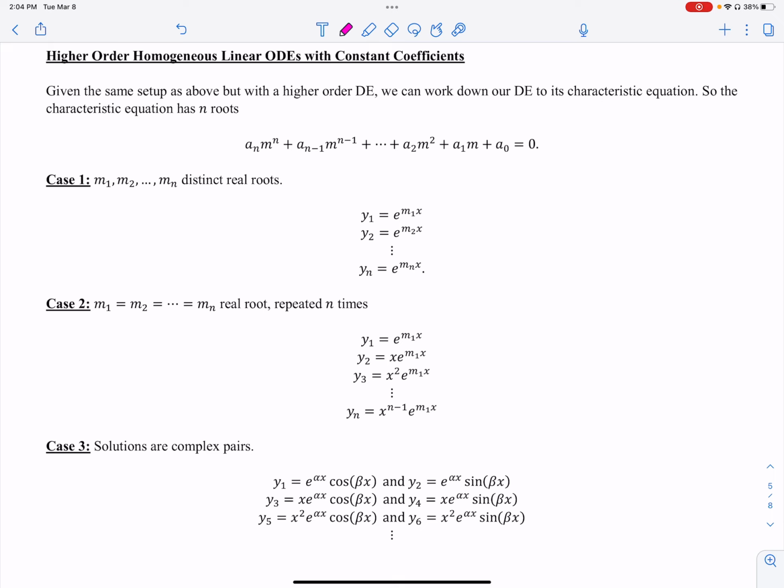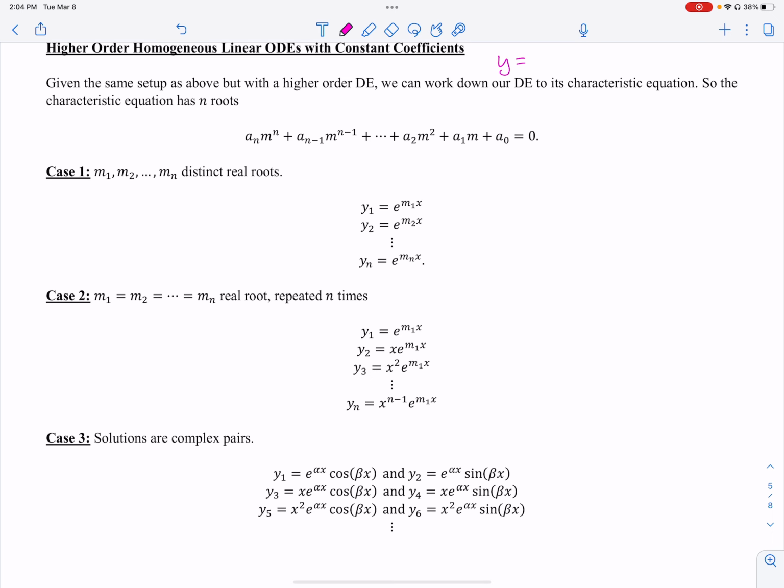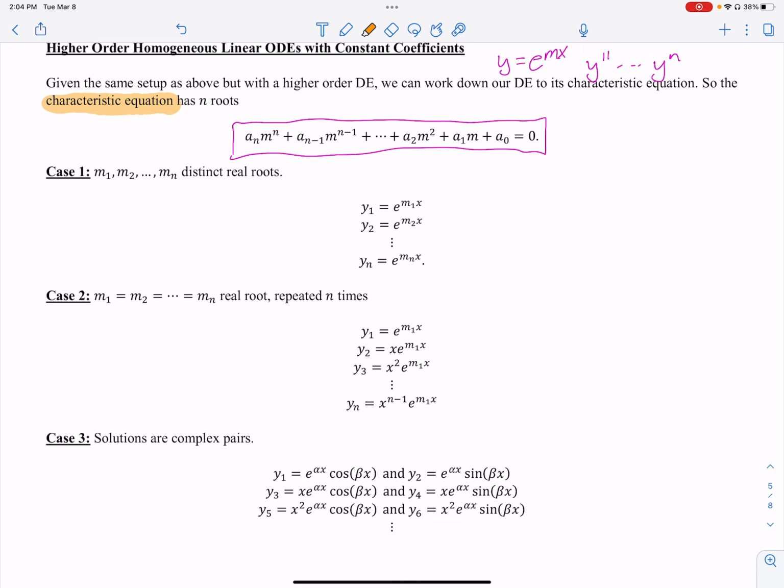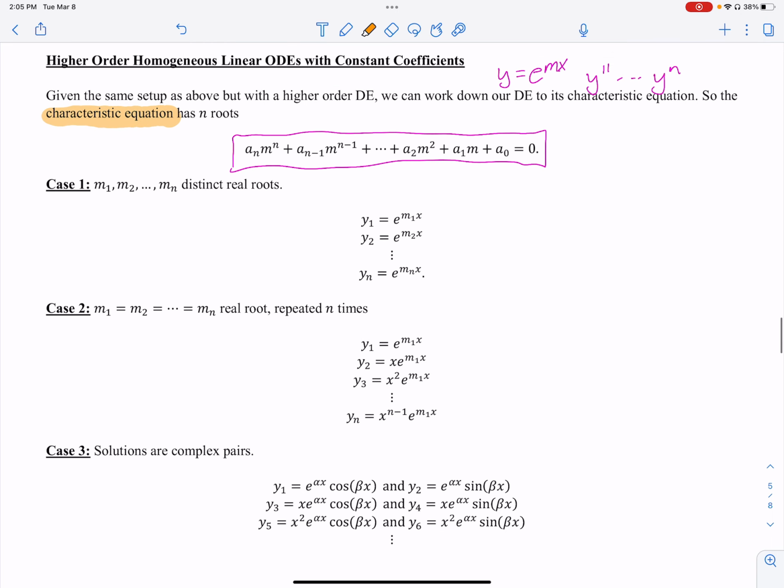I'm going to give a high order DE. We're going to plug in, it's the same idea of plugging in e to the mx, which is probably our solution based on what we have observed. Once we plug that in and take as many derivatives as we need, we get down to what is called our characteristic equation, just like last video. Now we're just going to deal with a higher order characteristic equation.